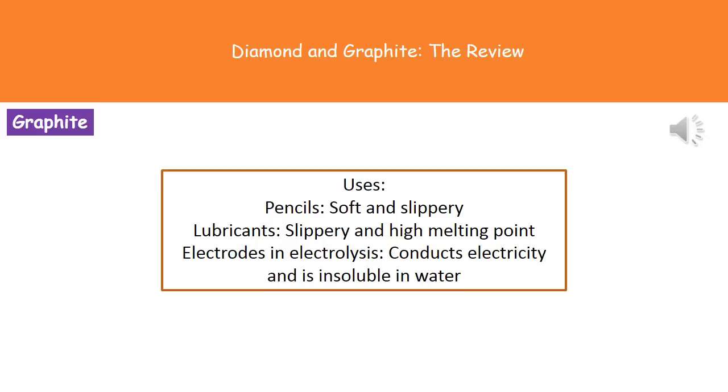We also use it in lubricants, so this is actually mixed in with oil. Now the reason we do that is because it's slippery, so that means it's obviously going to be very good at lubricating joints, and it's got a high melting point as well, so as it's passing through engines it's not going to be affected by those high temperatures.